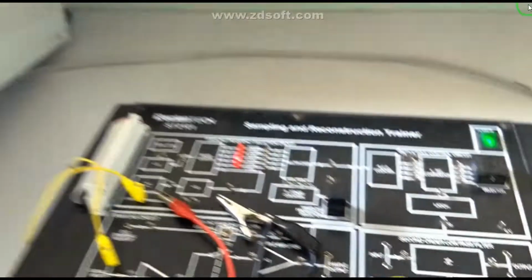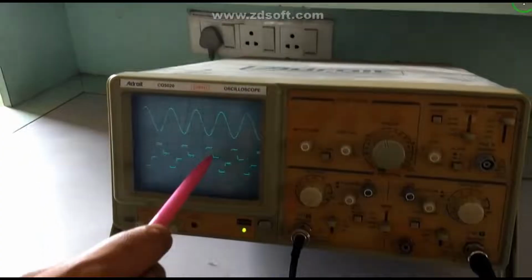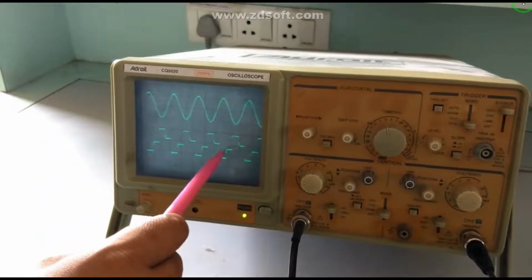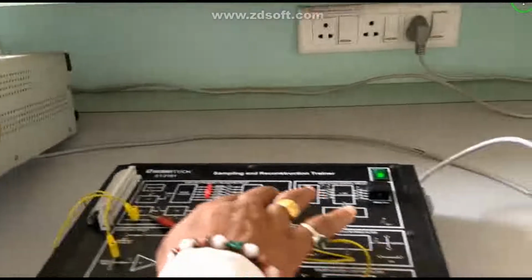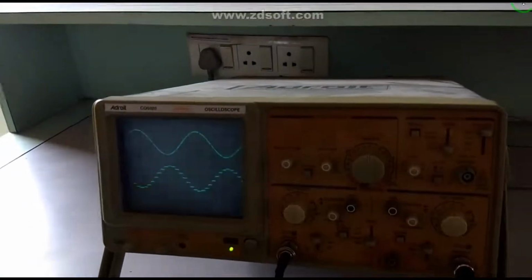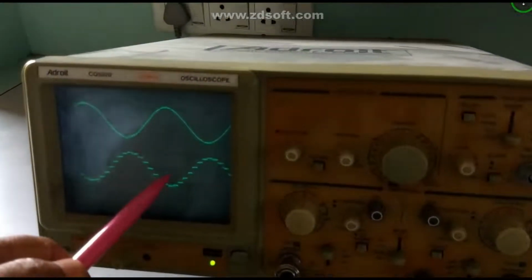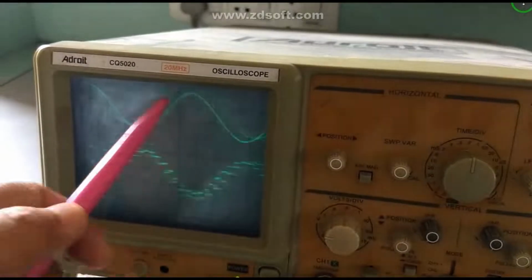You can see on the CRO, it is holding the output, since it is the output of your sample and hold operation. Now if I increase the sampling frequency to, suppose, 160 kilohertz, you can see over here how this sample and hold output goes closer to your input signal.